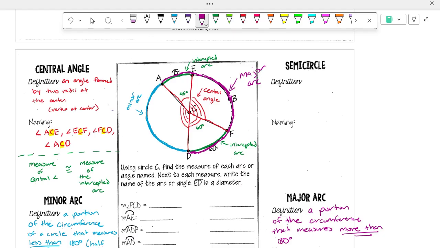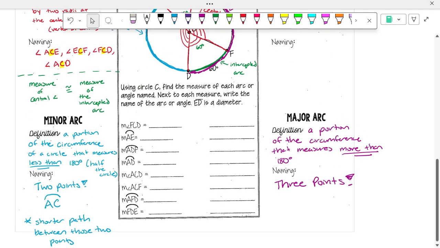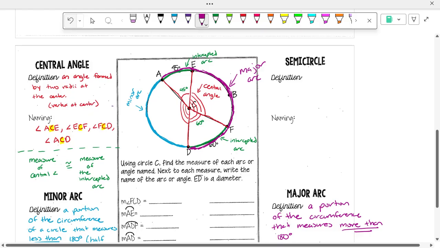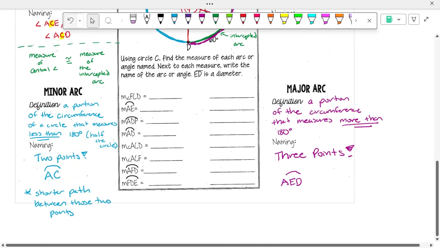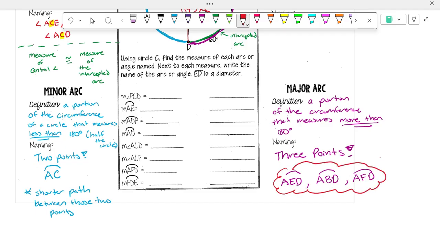Now, there's a couple of different ways you can name it. One way you can name that specific arc is arc AED. So it starts with A, goes through E, and ends at D. Another way is ABD, and AFD. What's special about these is that they're the exact same arc. We just named it in different ways.